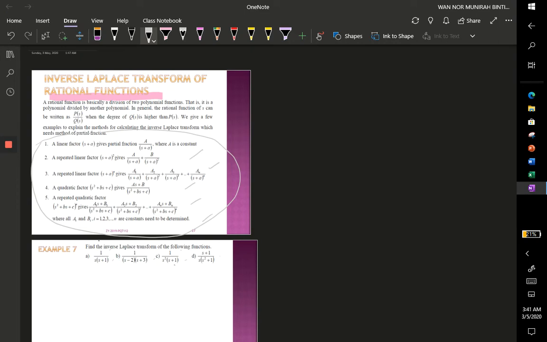Let's say we have 1 over s squared plus s. This 1 is s to the power of 0, so the degree here is 0, but the degree of the denominator is 2. S times s is s squared, the highest degree is 2. So the degree of your denominator is greater than your numerator, so we want to apply the partial fraction. So take the Laplace inverse of this one, so that we know that we can apply partial fraction here.